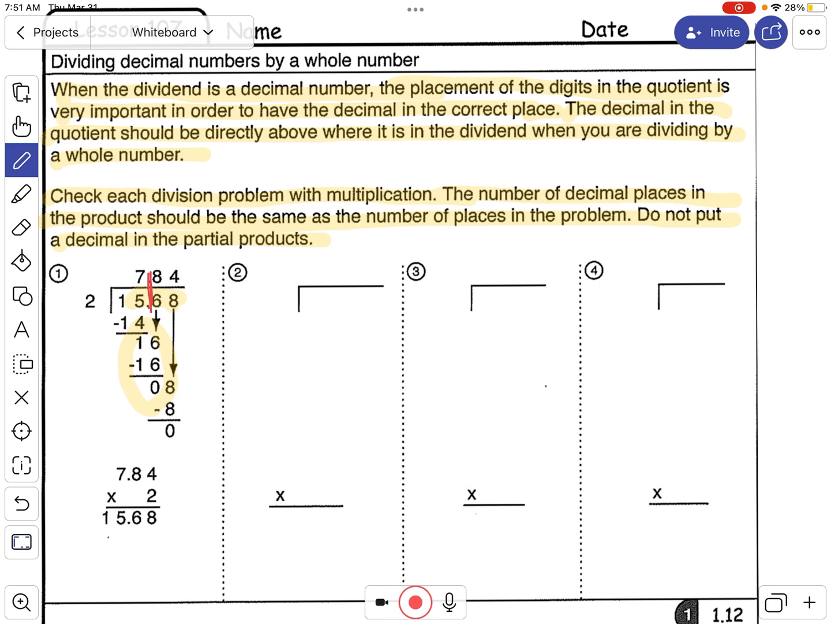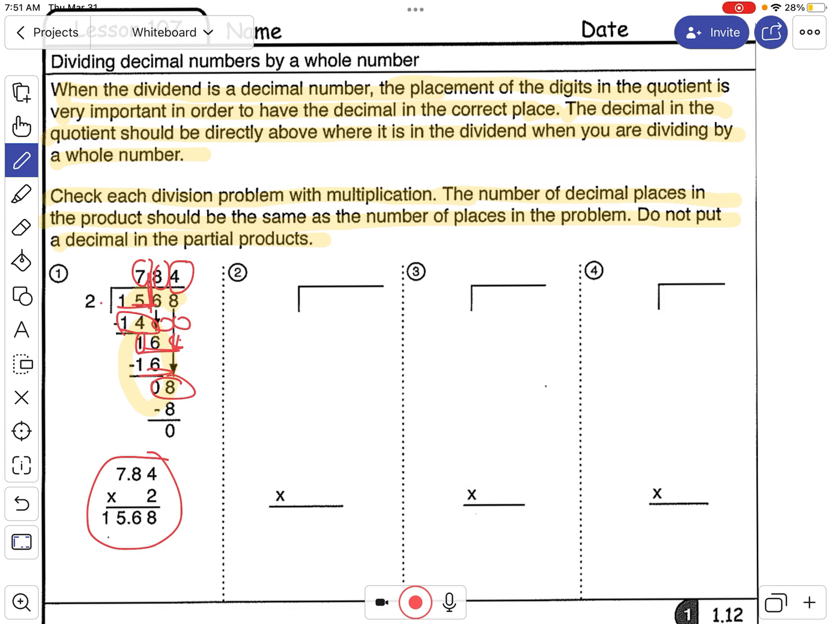The first sample problem, 2 into 15 goes 7 times. 7 times 2 is 14. 15 minus 14, or you can put 14.00. And then 15 minus 14 is 1. And then we have 6 and we've got 8 down in there. I like to put the 8 down there. So 16 divided by 2 is 8. And then 8 times 2 is 16. When you subtract, you just get the 8. 8 divided by 2 is 4. Decimal point in there, 7.84. And then you multiply it back out to see if you are right.